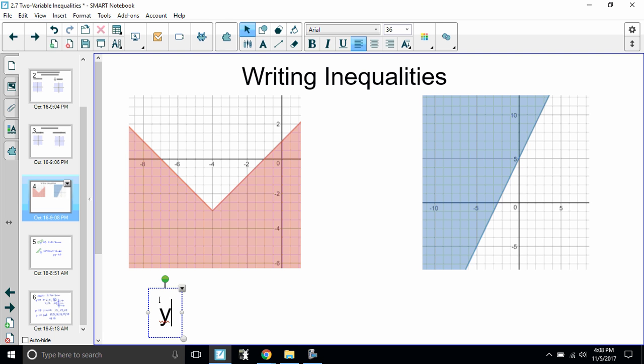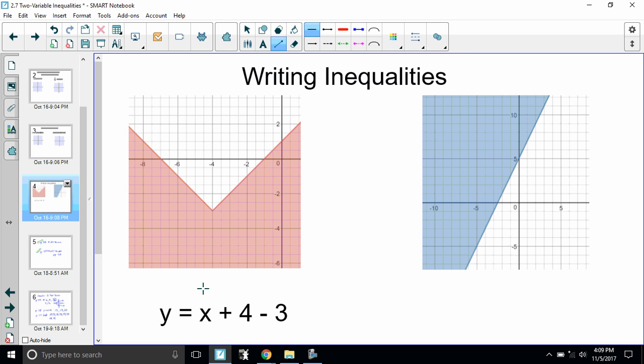Now, again, the equation for this would be y equals, and I'll put the absolute value symbols in here, but since my vertex is at this point, which looks to be (-4, -3), it's going to be y equals the absolute value of x plus 4, because remember, that means go to the left 4 inside the absolute value, and then -3. So that is the equation of that absolute value graph.